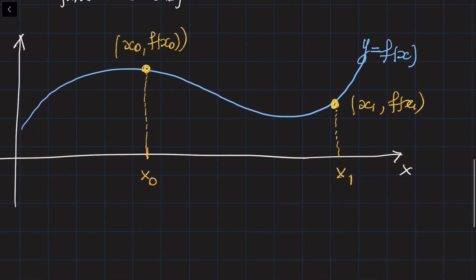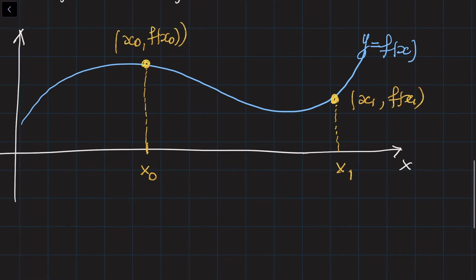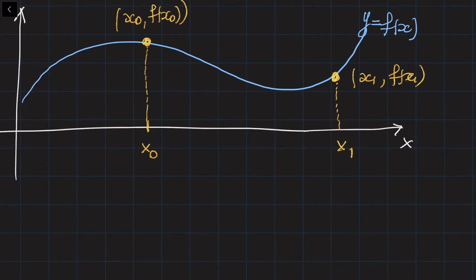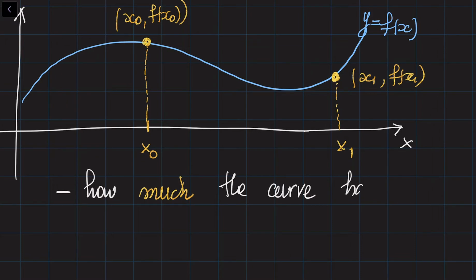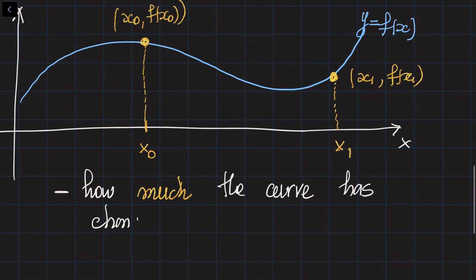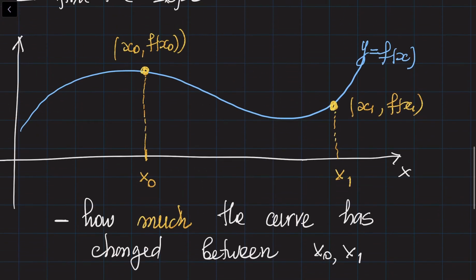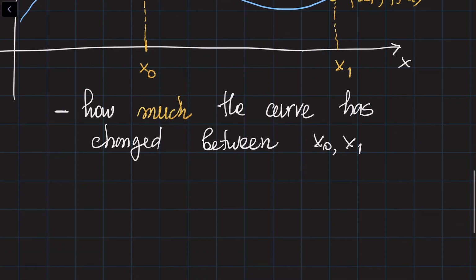So let me explain what I mean. If I say, hey, how much has this curve changed between x0 and x1? So you look at the heights of the 2 points and you say that they have changed by f of x1 minus f of x0. So this is how much they have changed, right?